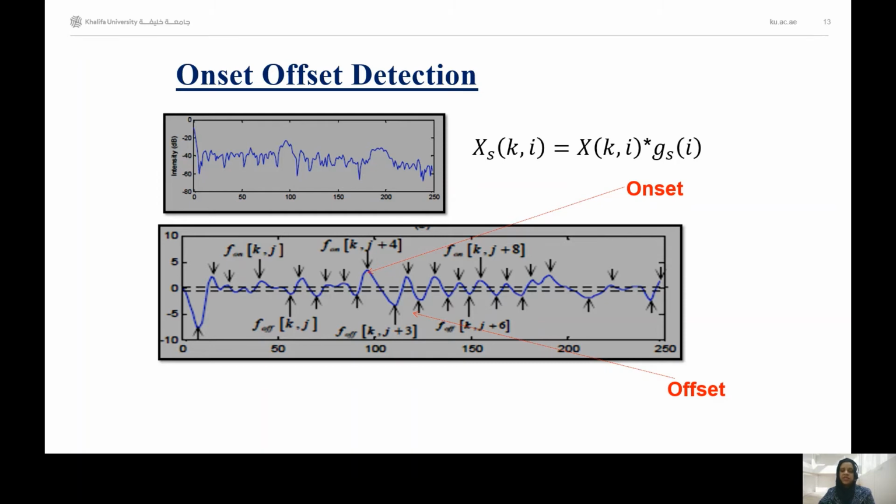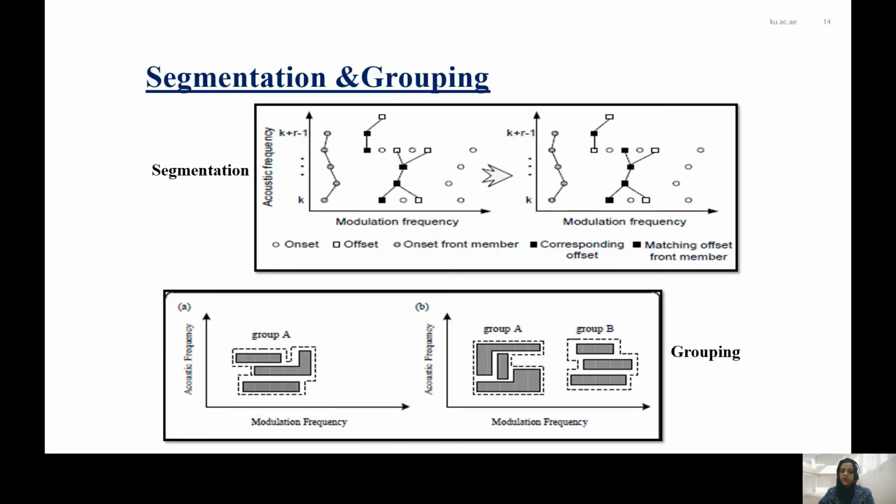Once the signal is perfectly smooth, we can find the peak points from the signal, which are referred to as onset points and denoted with f_on. In between two onset points, a valley point is identified, which is defined as offset and is marked as f_off. These onset and offset points form onset front members and offset front members. Similar onset and offset points merge and form the onset front and offset front respectively.